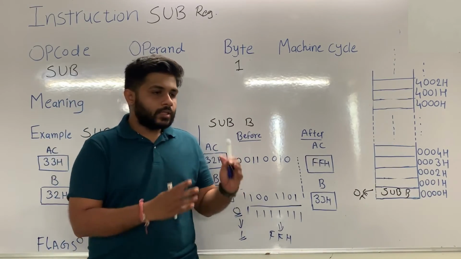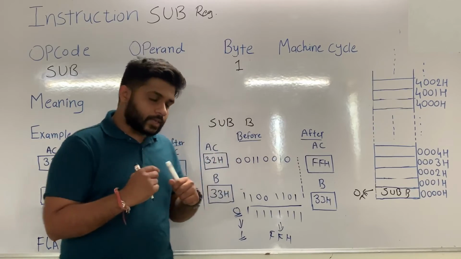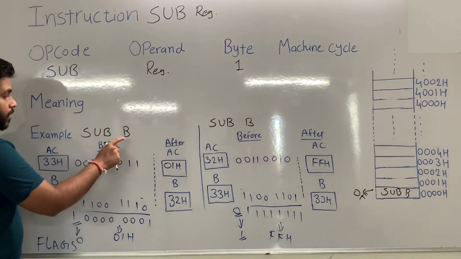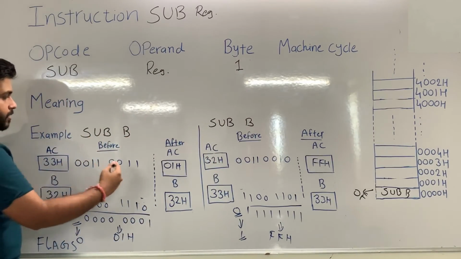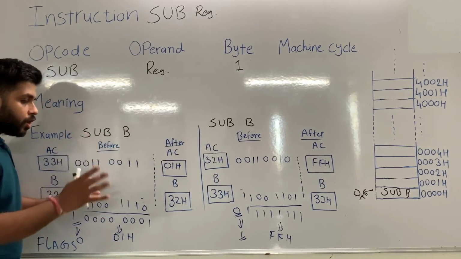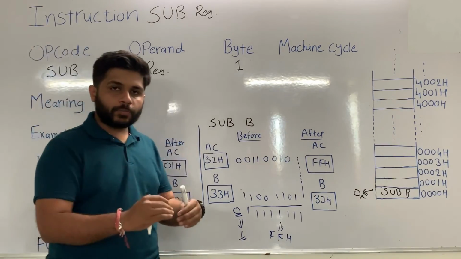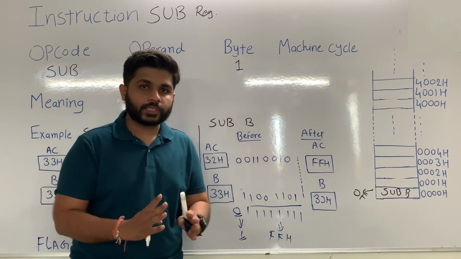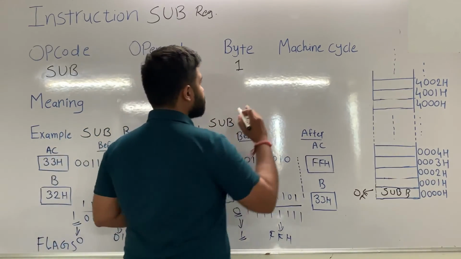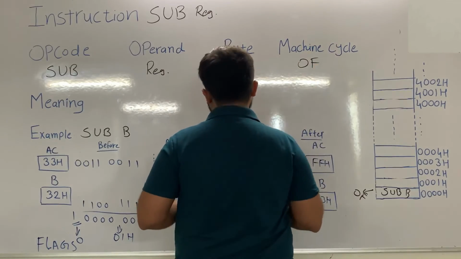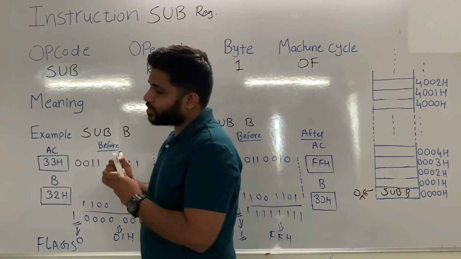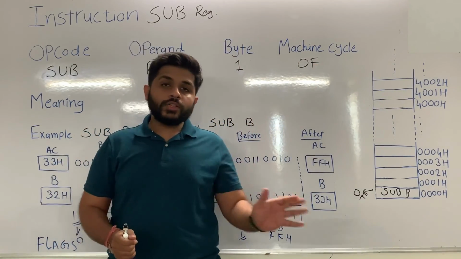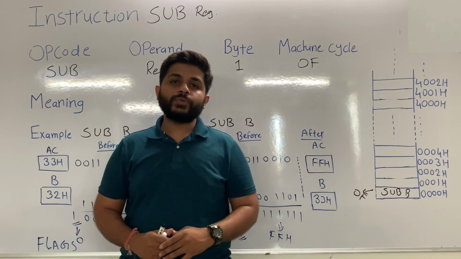During the execution, the processor is doing subtraction between the register and the accumulator and answer is stored in the accumulator. So all the processes are done within a microprocessor. No interaction with the memory is done during the execution process. So it means only one machine cycle is needed, that is opcode fetch. And because this instruction is an arithmetic instruction, all the flags will be affected according to the result.